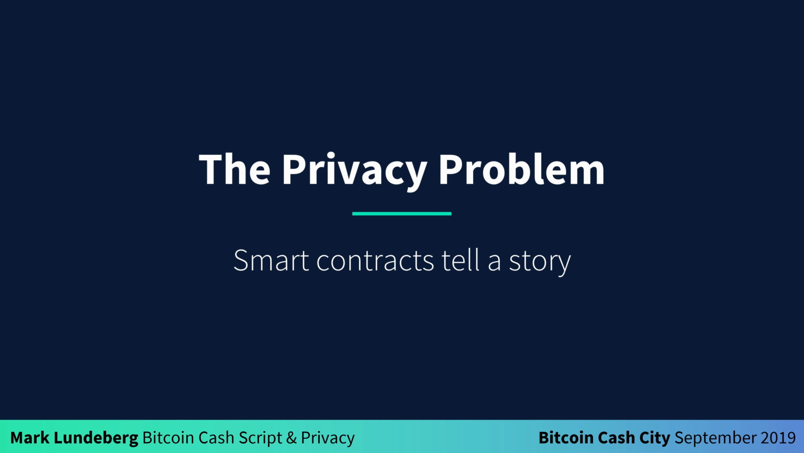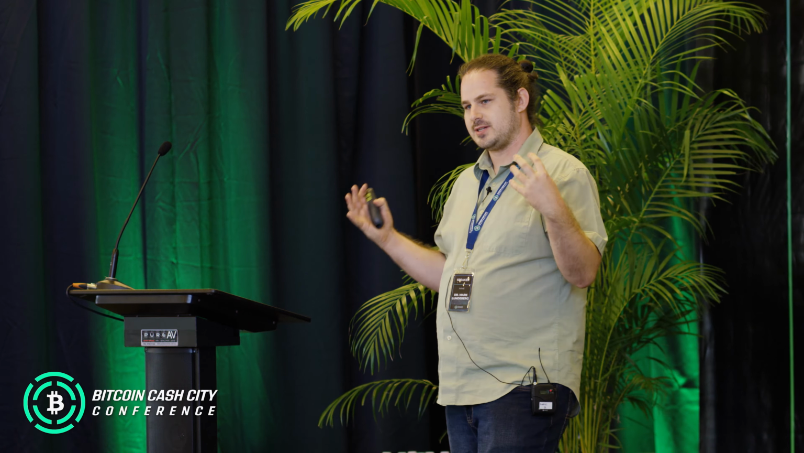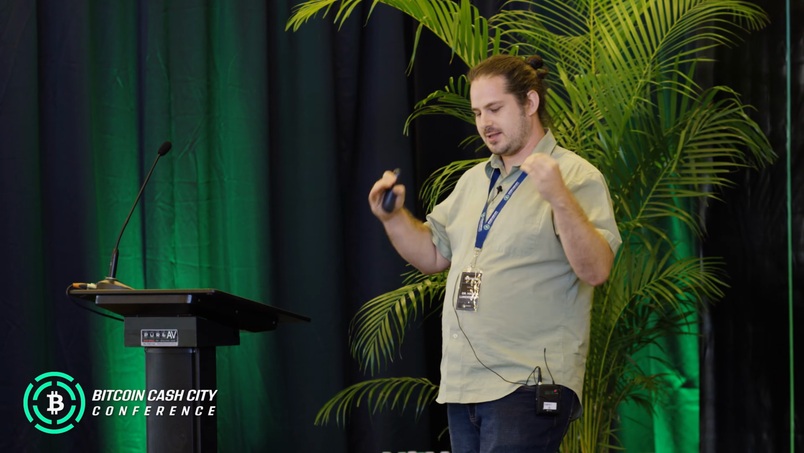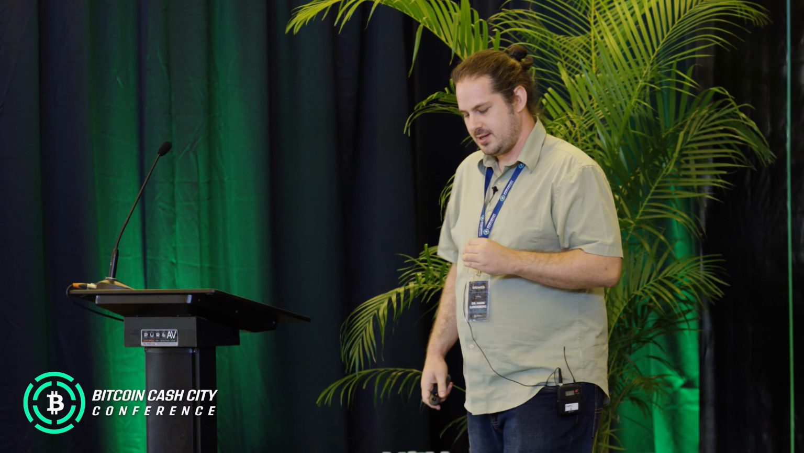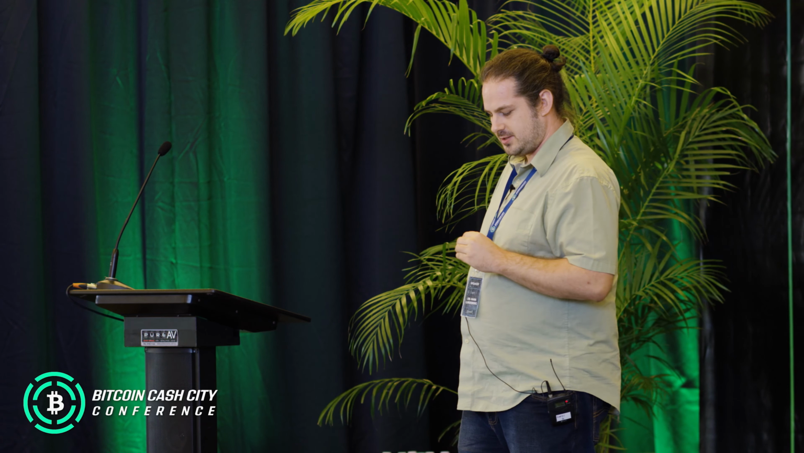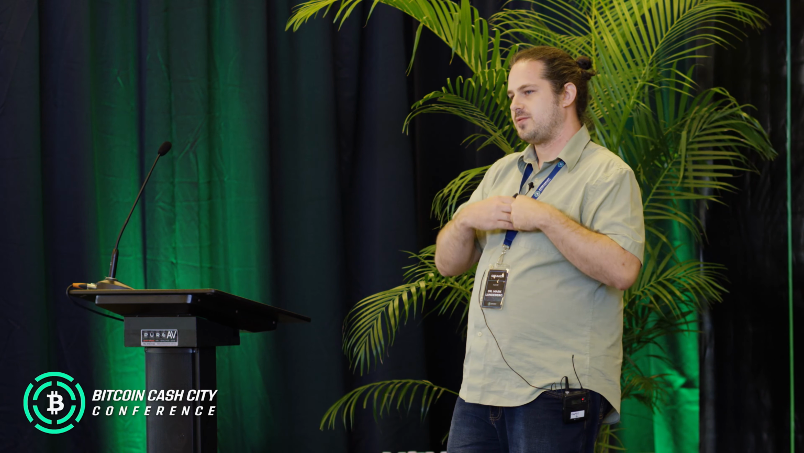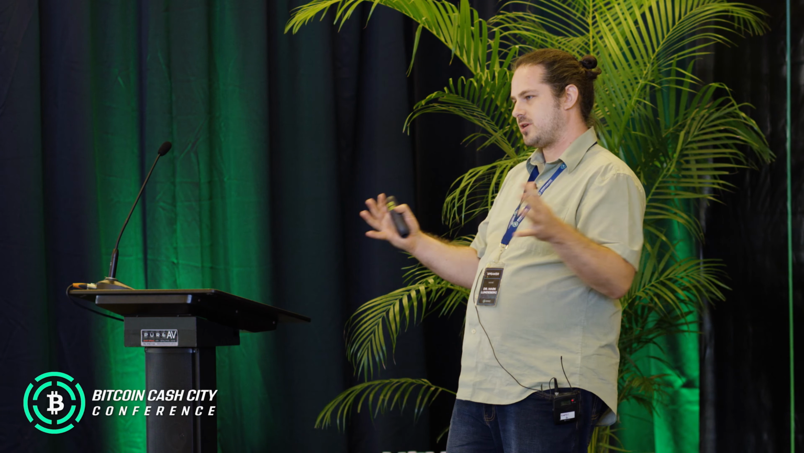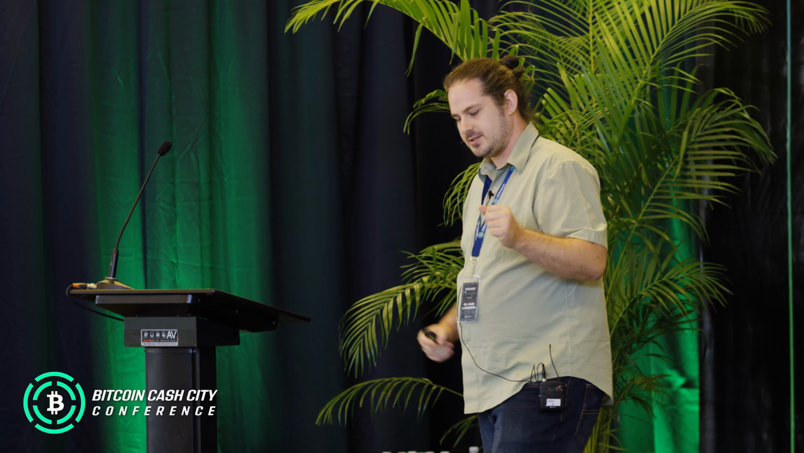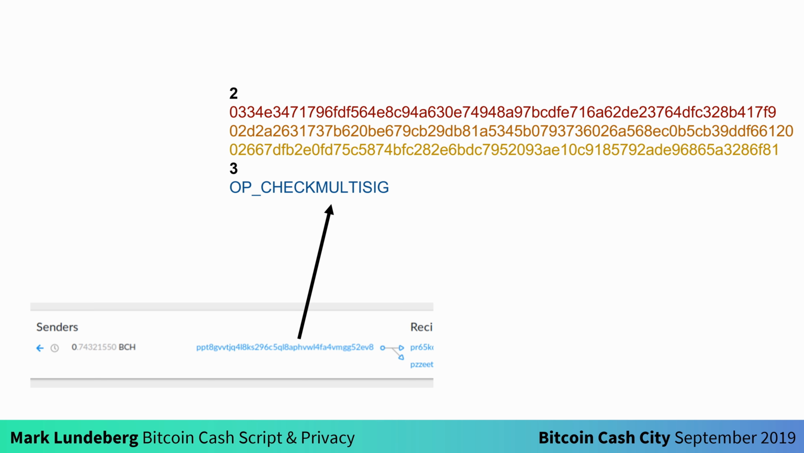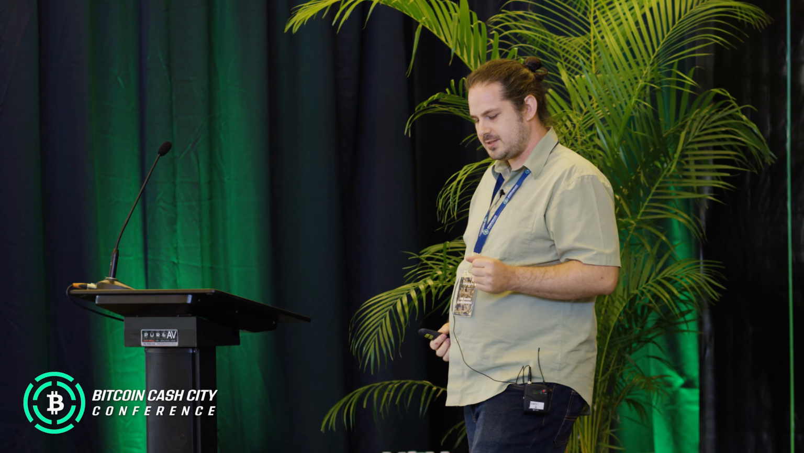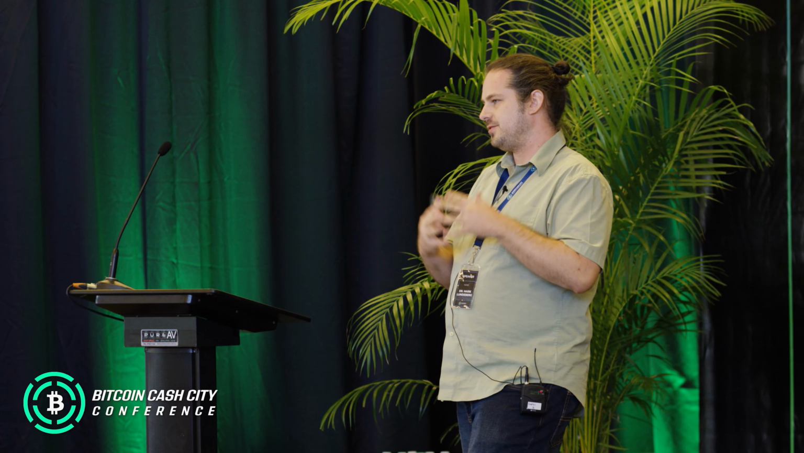But there's an additional privacy problem, which is that the paid-to-script hash address is a smart contract. And that smart contract is actually telling a story about exactly what was going on. The reason is that to spend these addresses, you have to provide the full script, the full smart contract that's behind that address. So in this case, it's a 2-of-3 multi-signature. This is the most common paid-to-script hash, the most common smart contract. You need 2 signatures out of 3 public keys.